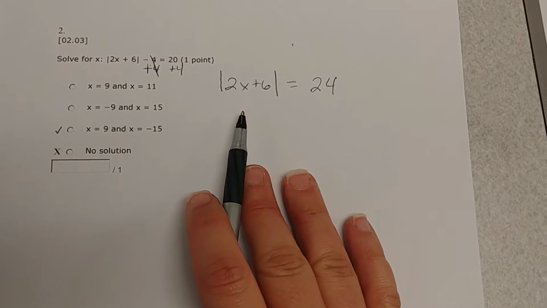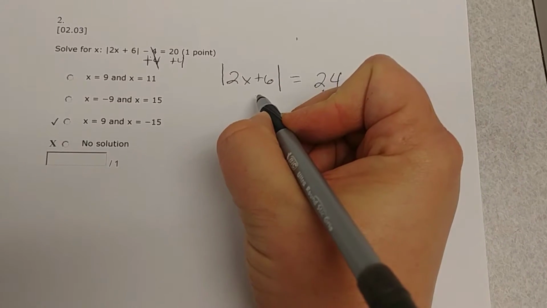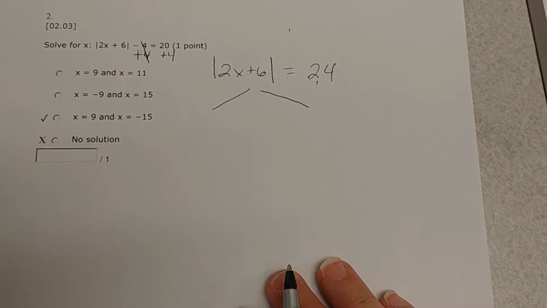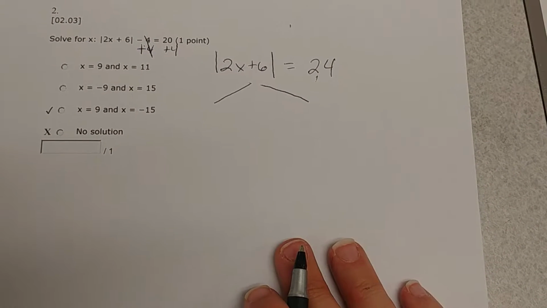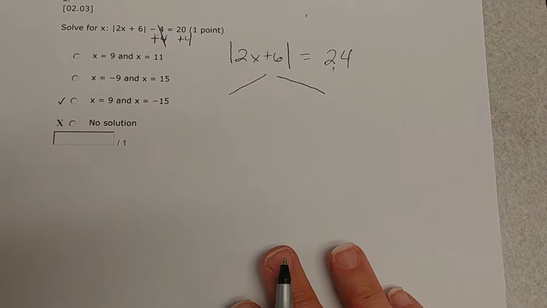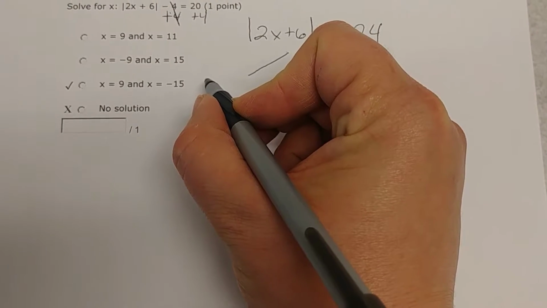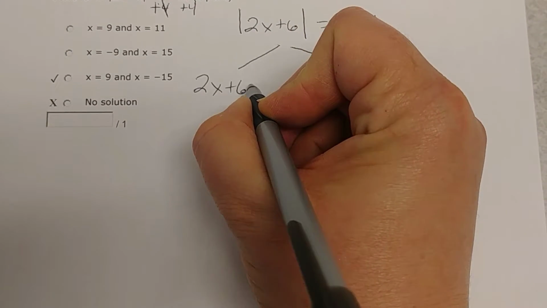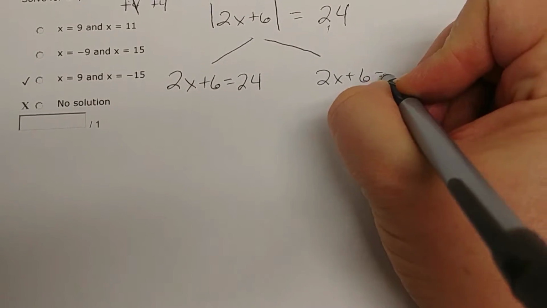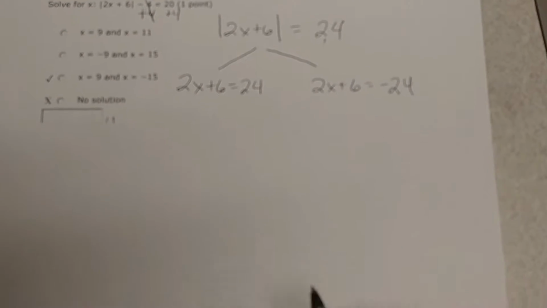All right, so at this point, once you're positive here, you split this and make 2 equations. Because it's absolute value and it's talking about distance away from 0, we don't know whether they're talking about to the left or to the right. So we have to include both the positive and negative options here. So we're going to do 2x plus 6 equals positive 24 and 2x plus 6 equals negative 24. And then we just solve each one of those separately.